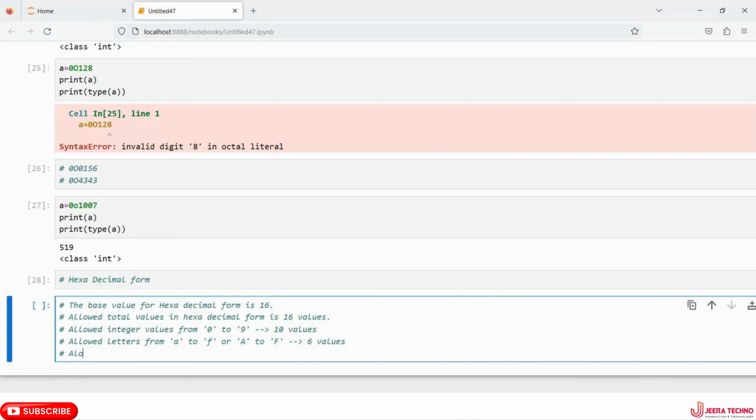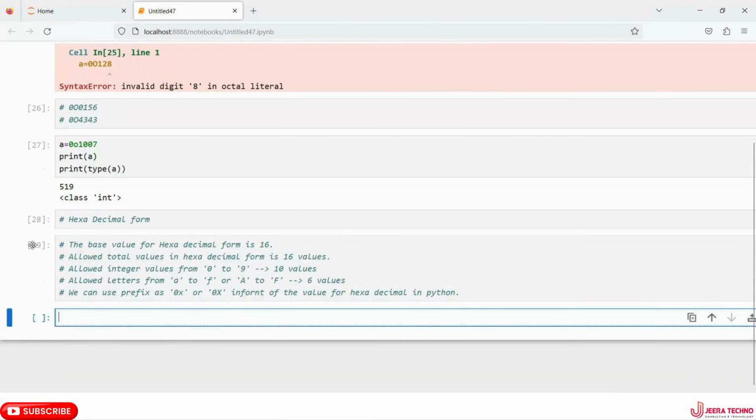And also we can use the prefix 0 small x or 0 capital X in front of the value for hexadecimal in Python. So that is how you understand a hexadecimal value. A total of 16 values will be there in hexadecimal form: integer values 0 to 9, and letters A to F, capital or small, the result is the same. And we can use the prefix 0x or 0X in front of the value for hexadecimal in Python.